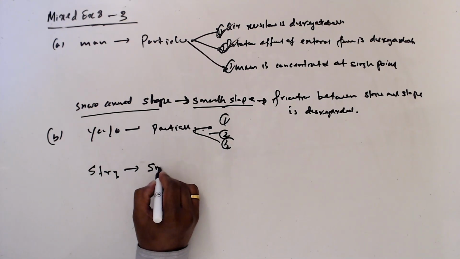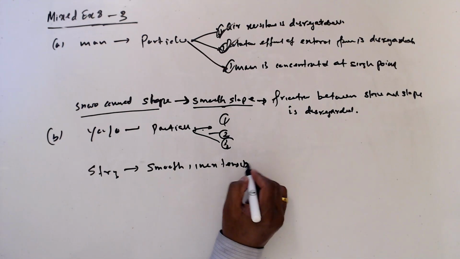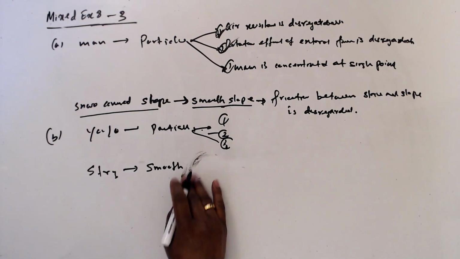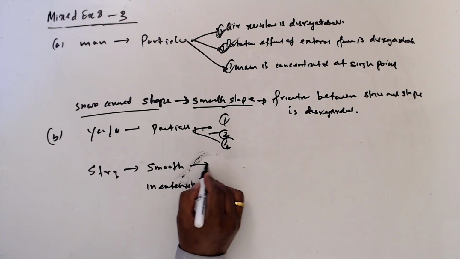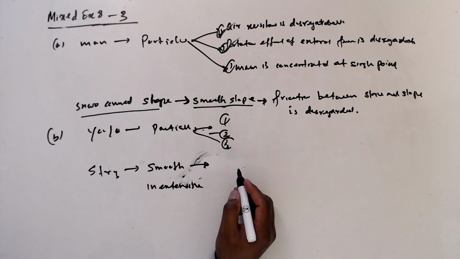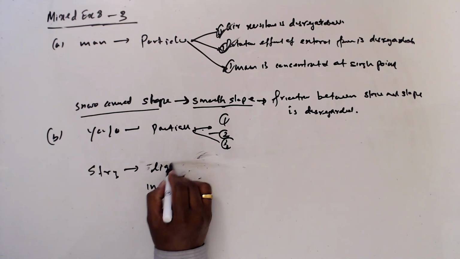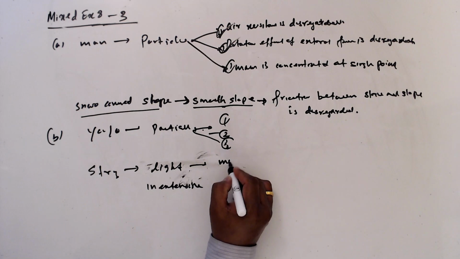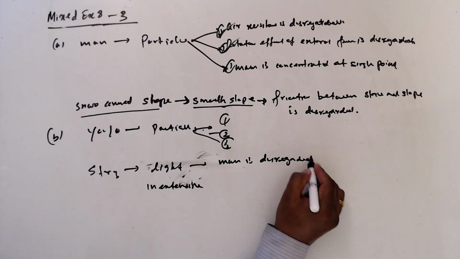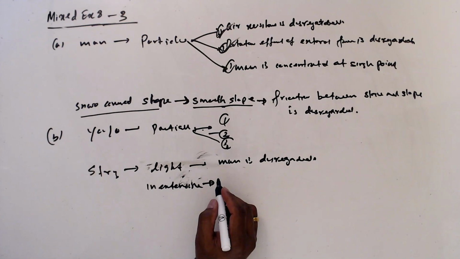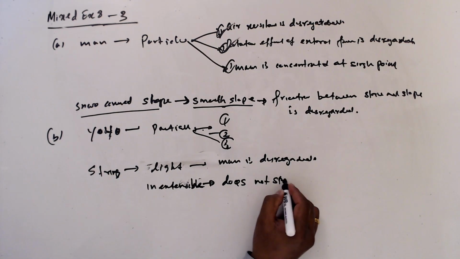So for the string we are using light and inextensible. Sorry, this is going to be light, not smooth. So mass is disregarded, and inextensible, the closer idea is that it does not stretch.